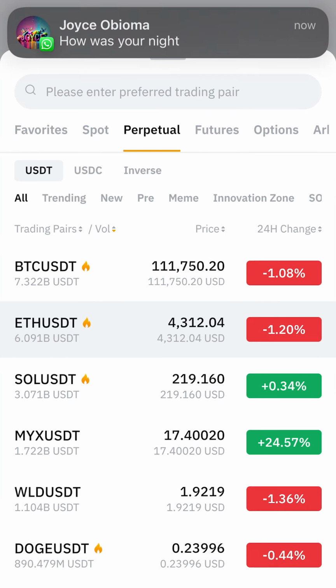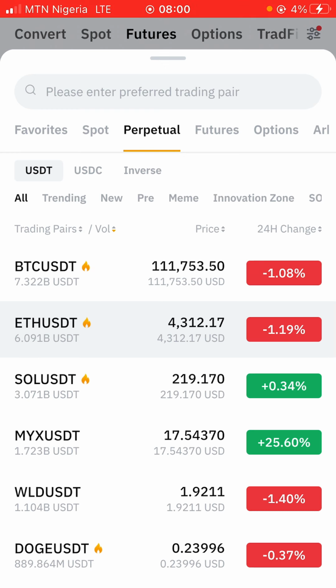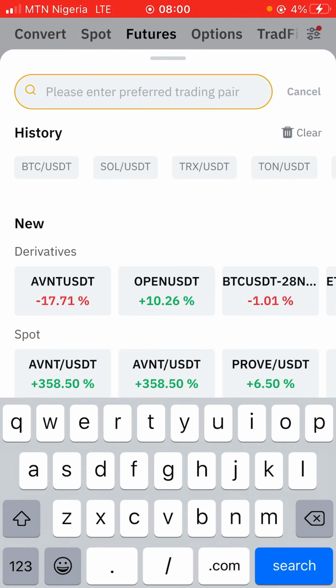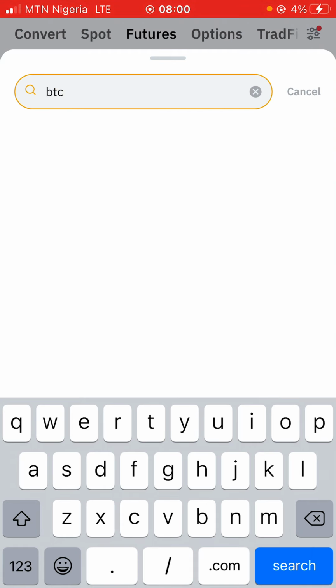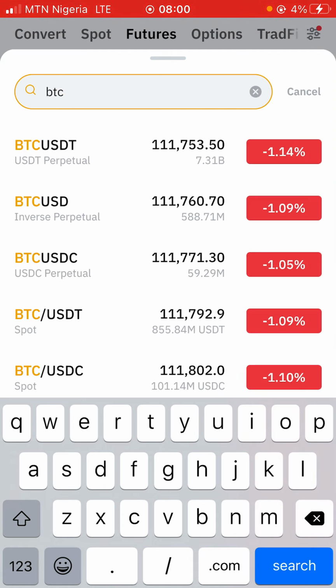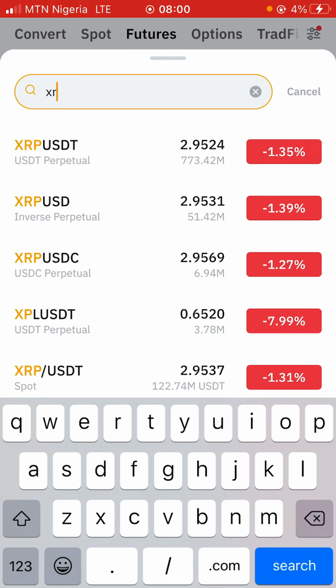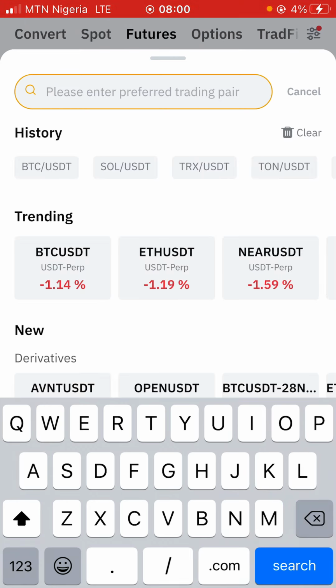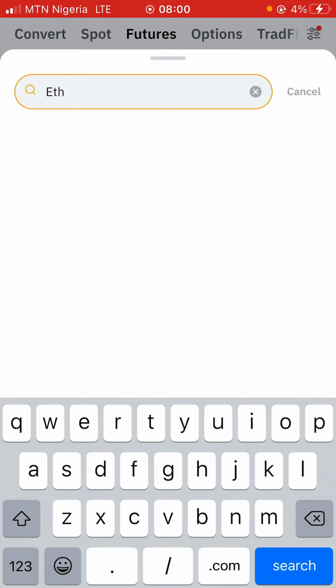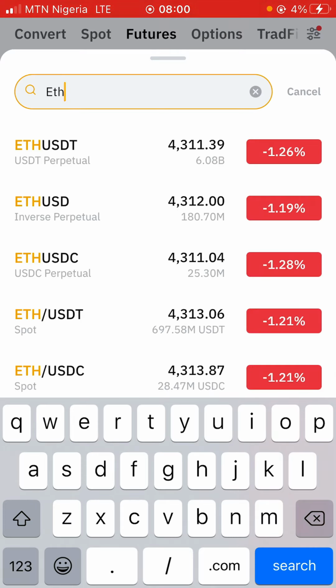Once you are here, all you just have to do is to type the coin you want. So if you want to do it with BTC, you type BTC, you're going to see the BTC. If you want to do it with XRP, you're going to search XRP here and you're going to see XRP. Now we want to do this with ETH because that's what is profitable at the moment. Now this is the first step.